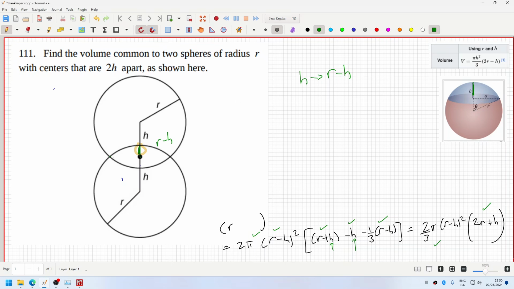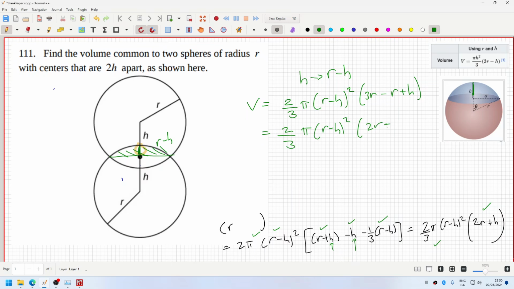And there's 2 of these caps. So I calculate this and then multiply it by 2. So the volume would be 2 over 3 pi h squared times 3r minus h. So that would be 2 over 3 pi r minus h squared 2r plus h. And that's what I have, 2r plus h, r minus h squared, and 2/3 pi. So actually, I'm feeling confident I got this right.